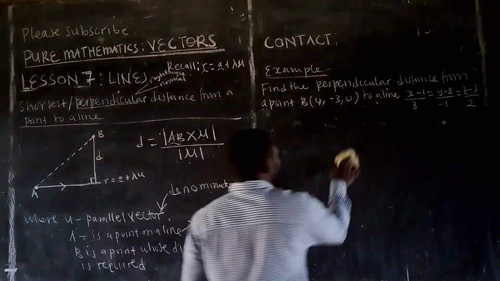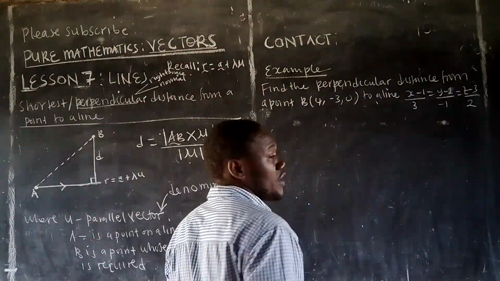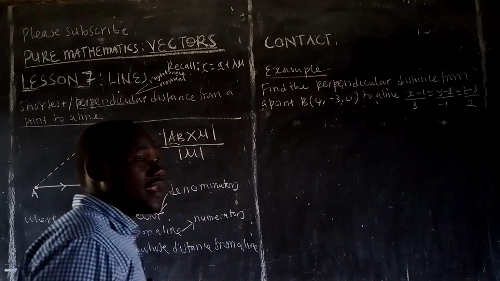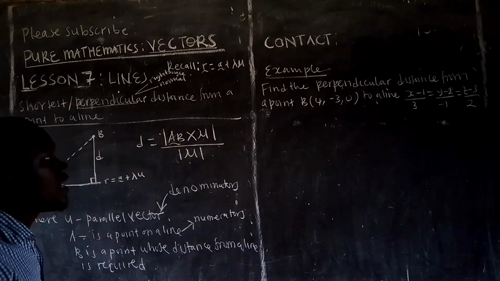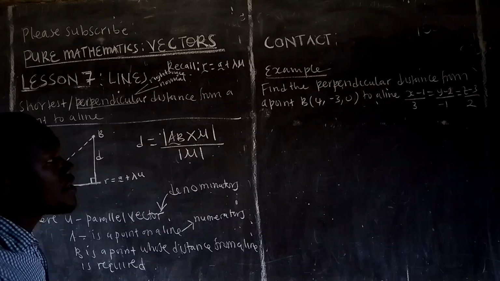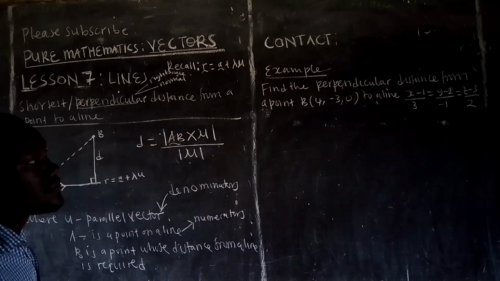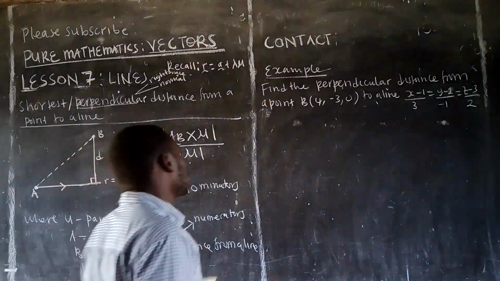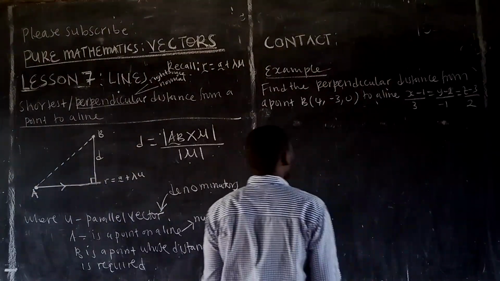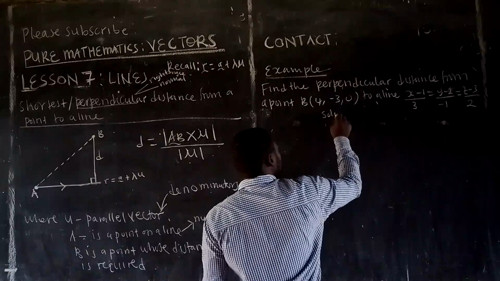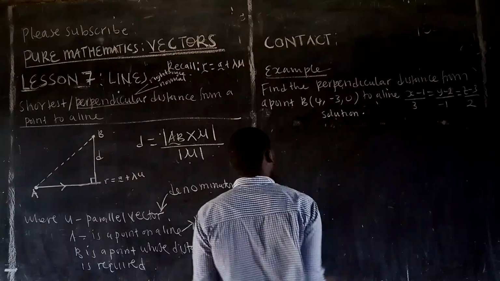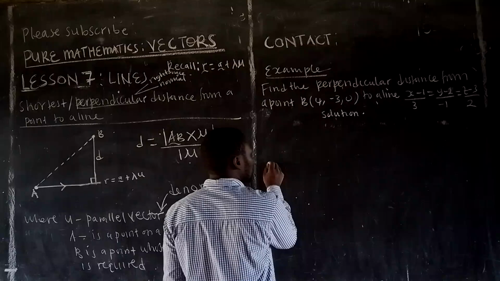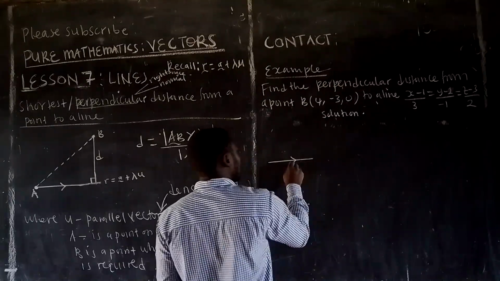All right, good. Now we have an example here. This can be set in UNEB and even in mock bodies. So they're saying find the perpendicular distance from a point B to a line. All right, so from point B to a line, very good. So what I'm going to do, I will say solution. If you want, you can sketch. You begin with the line, please. You begin with the line like that.